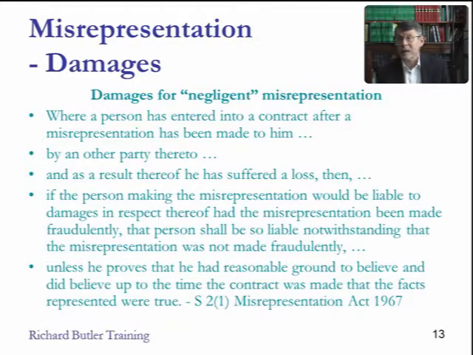And not just any liability: the words "so liable" are understood to require the fraud measure to be applied to damages under this subsection, unless the representor proves that he had reasonable ground to believe, and did believe, up to the time the contract was made, that the facts represented were true. So we can see there that the representor can avoid liability, but only if they can discharge the burden of proving that they were neither fraudulent nor negligent in making the representation.